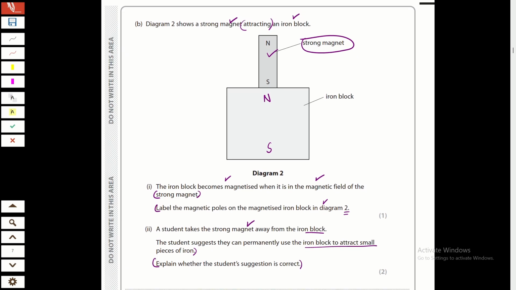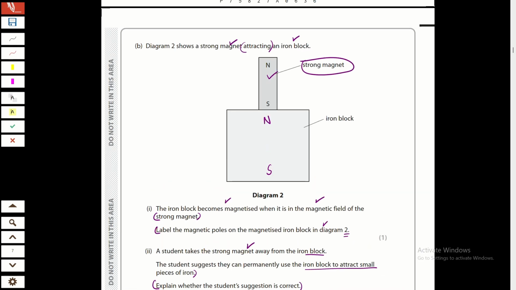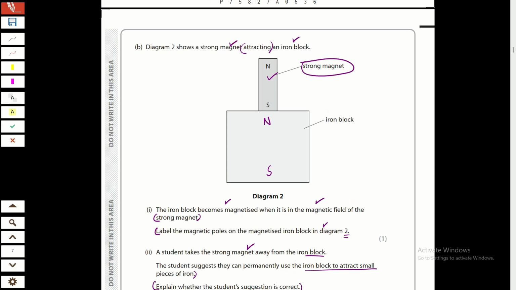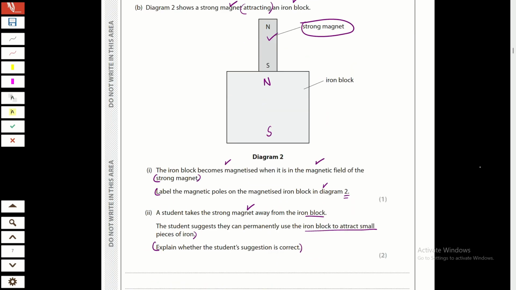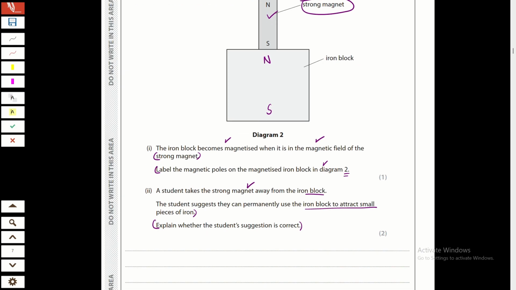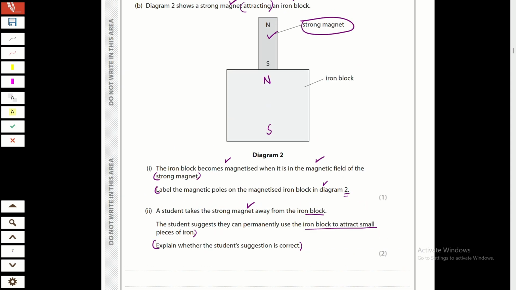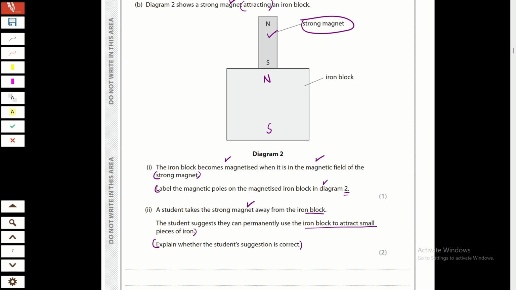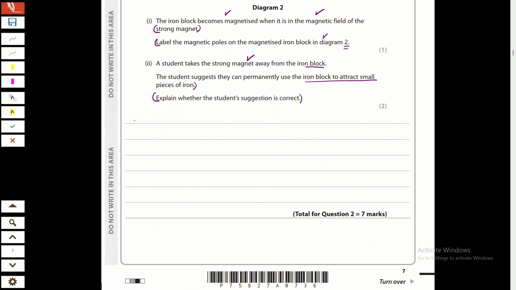Iron is a magnetically soft material. Magnetically soft material only becomes temporary magnets when they are around a magnetic field. But once a magnetic field is removed, at that time, the magnetically soft material loses magnetism as well. So the student's suggestion is wrong, because iron will lose its magnetism, since iron is a magnetically soft material. Only magnetically hard materials can be permanently magnetized.